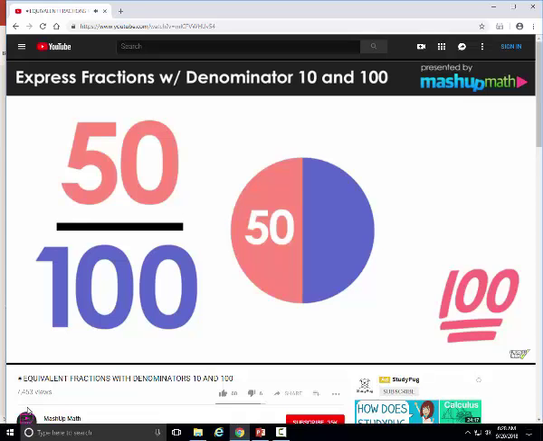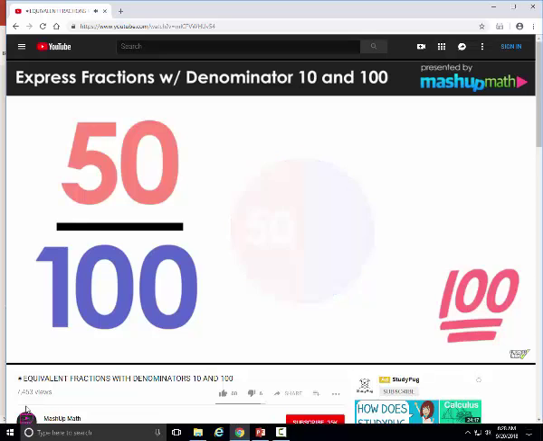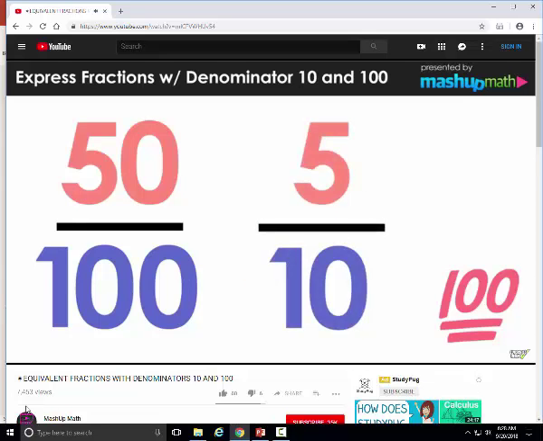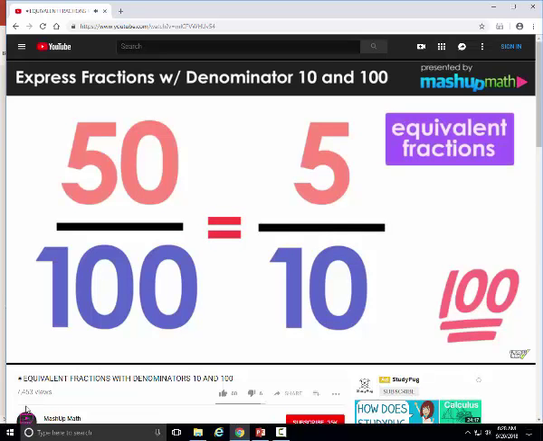Cool. This should look familiar to the first fraction, 5 over 10, where we can see now that 5 over 10 is equal to 1/2, and 50 over 100 was also equal to 1/2. So we can conclude that 50 over 100 is equal to 5 over 10. These are what's called equivalent fractions.